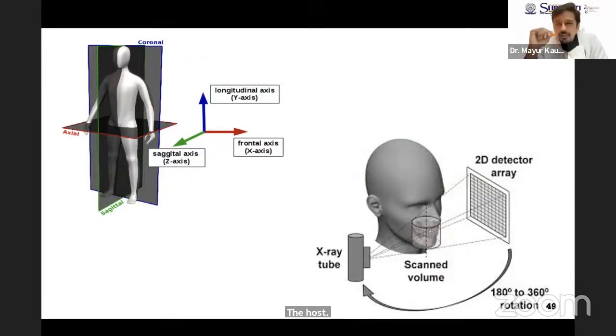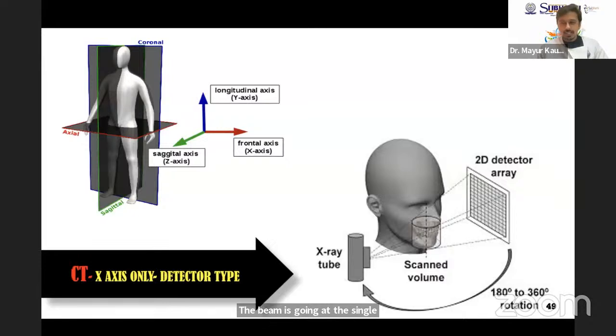So the important thing is, did you notice a single beam in a single plane? That is what is conventional CT. It takes time. The beam is going at a single plane, and that plane is basically the x-axis. That is, it is the axial, or basically the transverse plane.